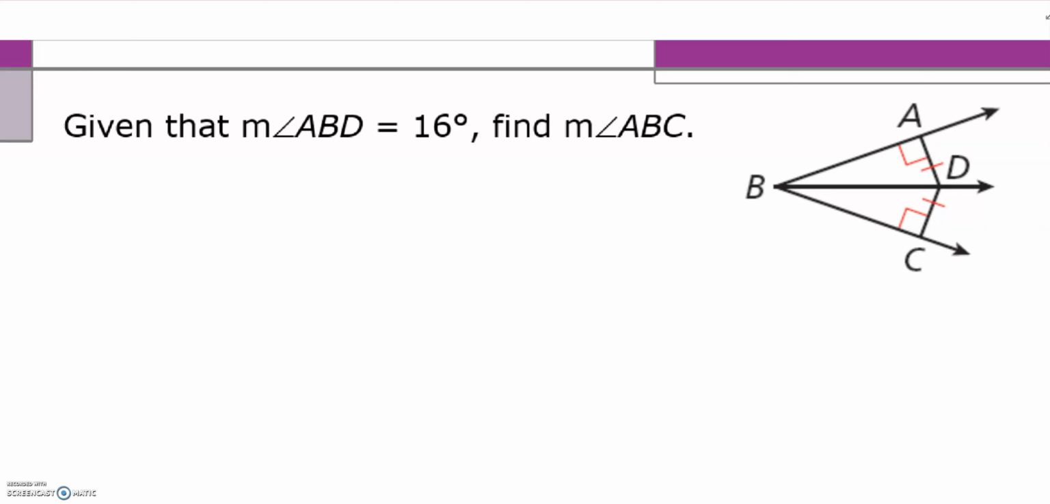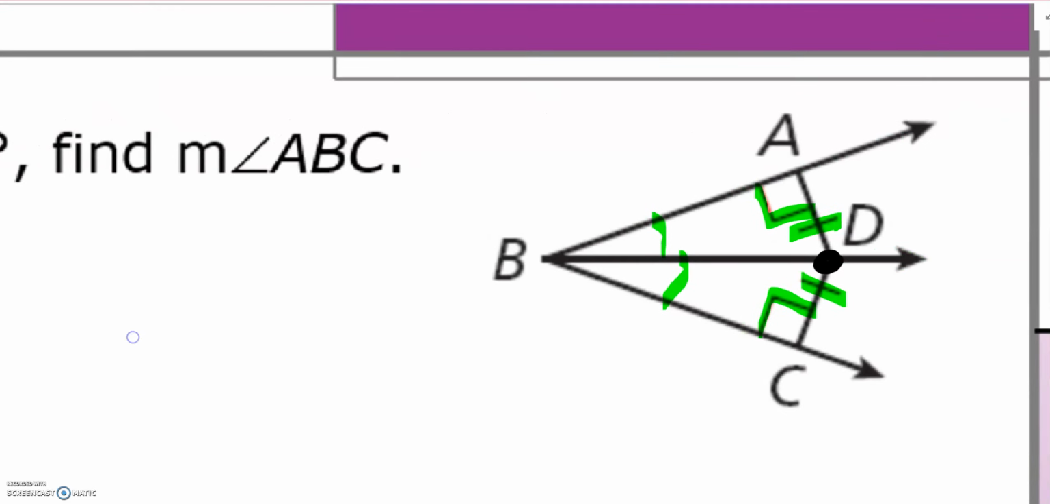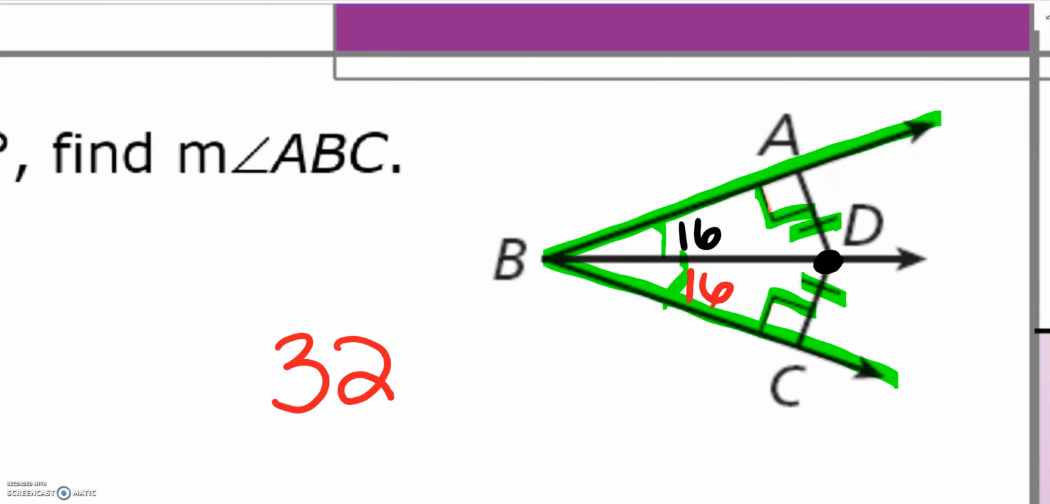Again, no angle bisector, but I do see that point D is the same perpendicular distance away from two sides of an angle, which means that angle was bisected. And if ABD is 16, then that means ABC is going to be 16 plus 16, or 32 degrees. If good there, turn your page.